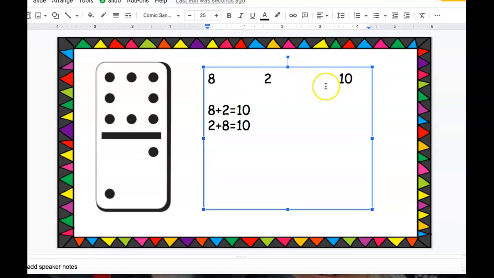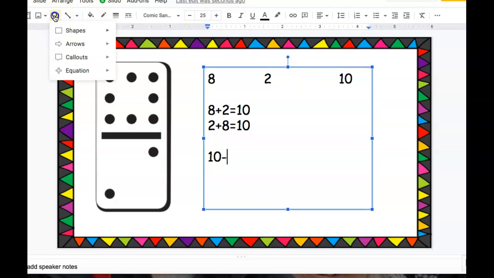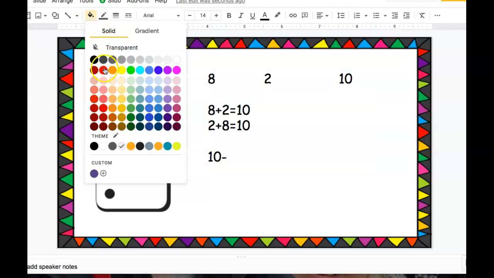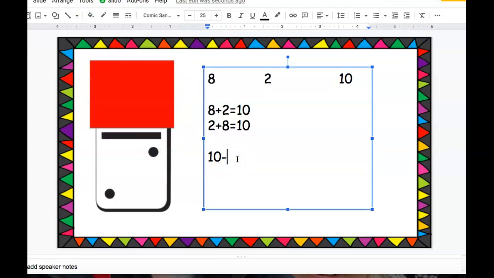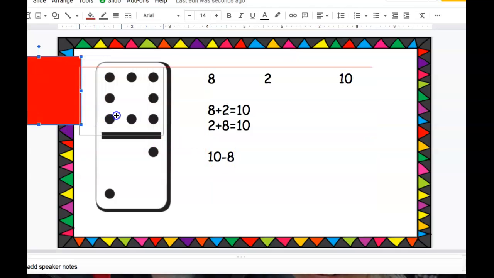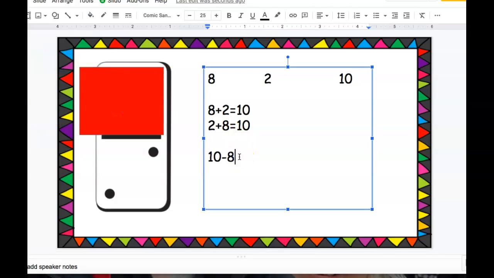Remember what I said about subtraction. What did I say? What number do we always use first when we're subtracting? That's right, the biggest number. And our biggest number is 10. So 10, and I'm going to do the same thing I did before because I think it actually helps to look at it this way. I'm going to put a rectangle here and we're going to get rid of the 8. So I'm going to say 10 minus 8 because I just covered up the 8, right? Let's look at that. I did. Covered up the 8. 10 minus 8 is the same as or equals 2.